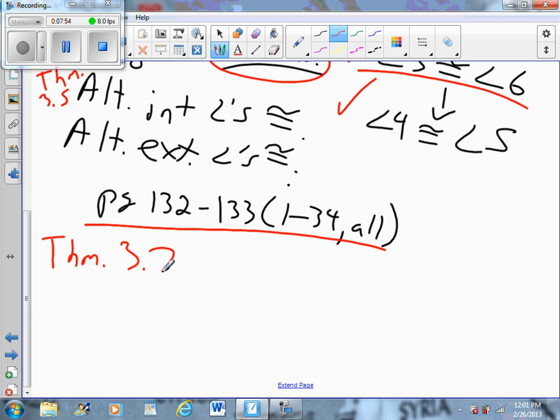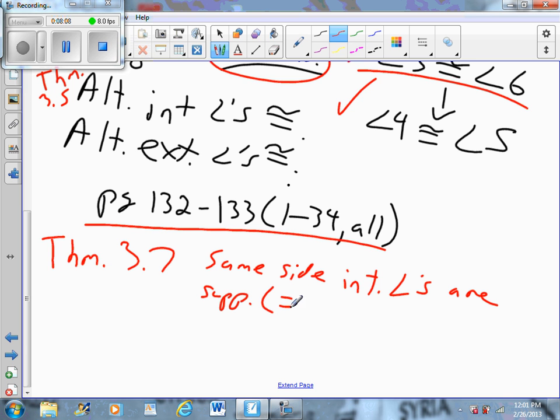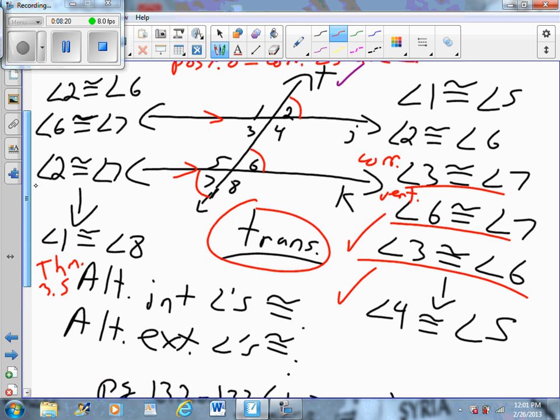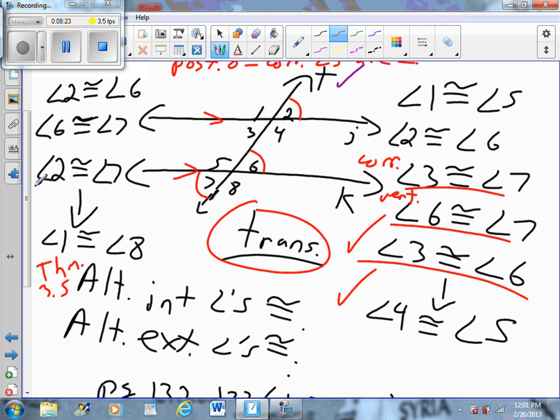Same side interior angles are supplementary. What does supplementary mean? 180. In other words, they equal 180 degrees. Now, how can we establish same side interior angles? Let's look at our diagram here. Give me a pair of same side interior angles. 3 and what? 5. 3 and 5. Now, the thought process works like this.